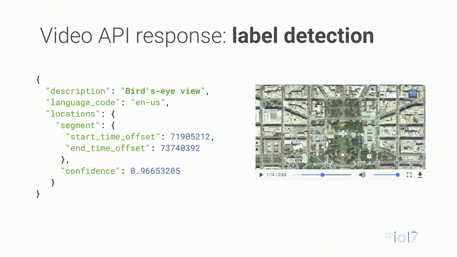Here's what the JSON response looks like for label detection. So we can see in this video there's a scene with a bird's eye view. It tells us what the label is, bird's eye view. We get the start and end time of this label in microseconds. And if this label appeared in more than one scene, there'd be multiple segment objects there. And we also get a confidence score. It's 96% confident that it's identified this correctly.